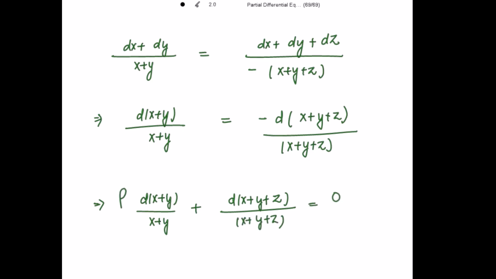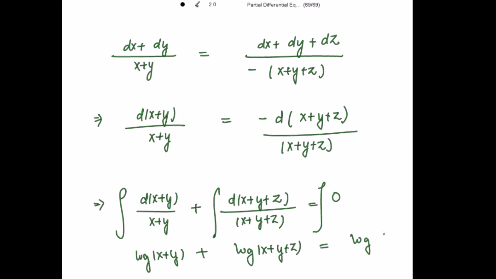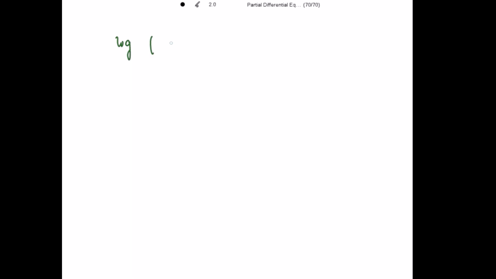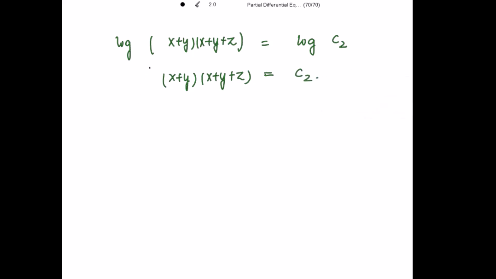And on integrating, we get this is log(x + y) plus this is log(x + y + z) equals, I'm writing here the constant log C2. So by using the property of log, we get log[(x + y)(x + y + z)] = log C2. From here we get (x + y)(x + y + z) = C2. So this is another solution we have got from the subsidiary equations.